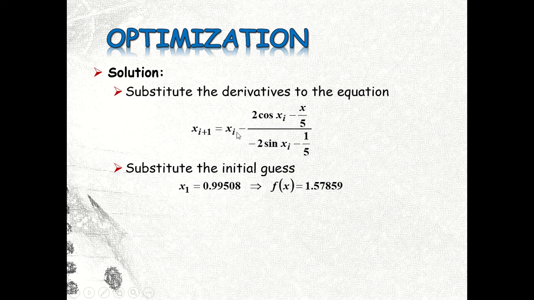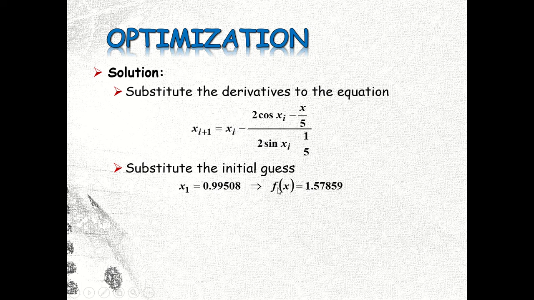So this will be 0. Initially i is equal to 0, so 0 plus 1, and we have x sub 1. All right, so this is our x sub 1 and this is our x sub 0. Here our x sub 0 is 2.5. If i is equal to 0, this will be x sub 0, and 0 plus 1 is 1. So that's why you have x sub 1 here.